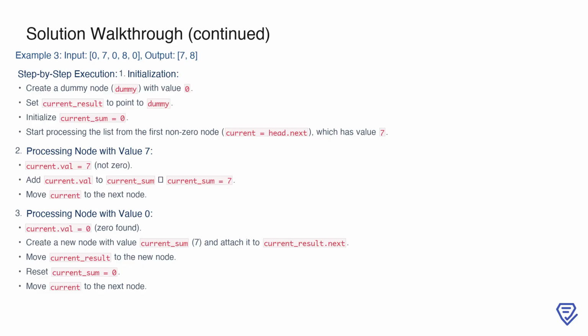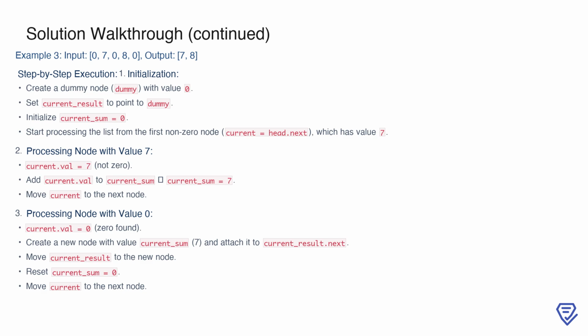The processing begins with the first non-zero node, which has a value of 7. Since the value is not 0, we add it to current_sum, updating its value to 7, and move to the next node. The next node has a value of 0, signaling the end of the current segment. At this point, we create a new node with the value of current_sum, which is 7, and attach it to the next pointer of current_result.